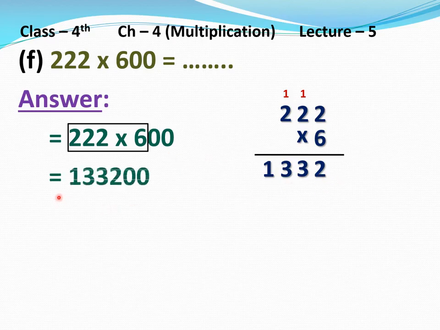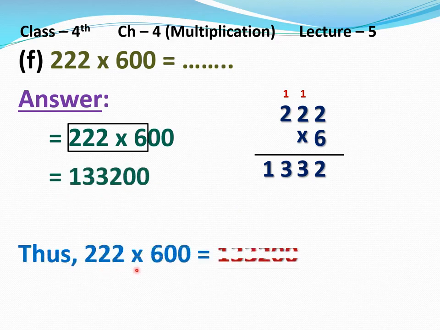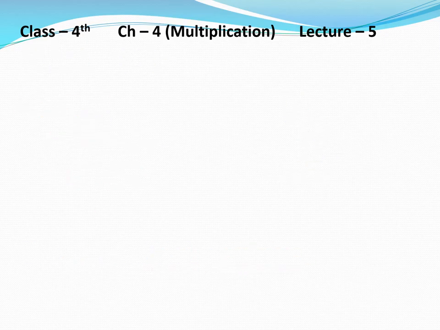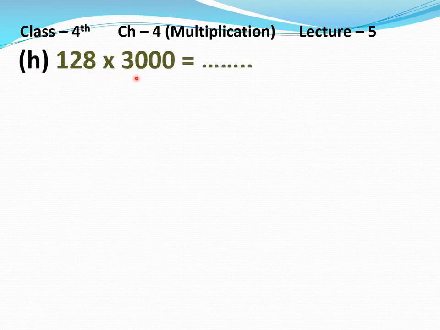Write down equal to 1,33,200. Write down, thus 222 multiply 600 equal to 1,33,200. Okay. Now H part. 128 multiply 3000 equal to dash.